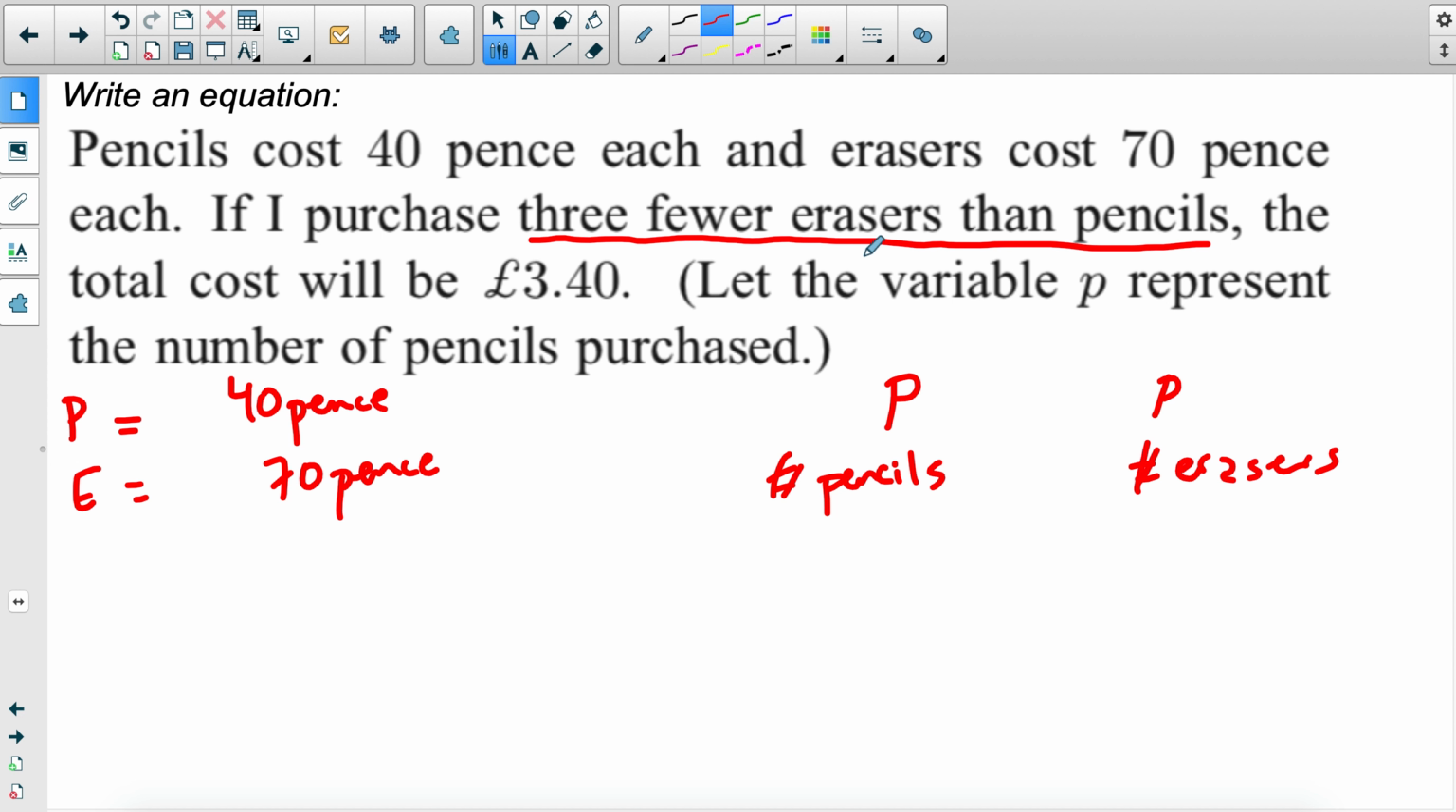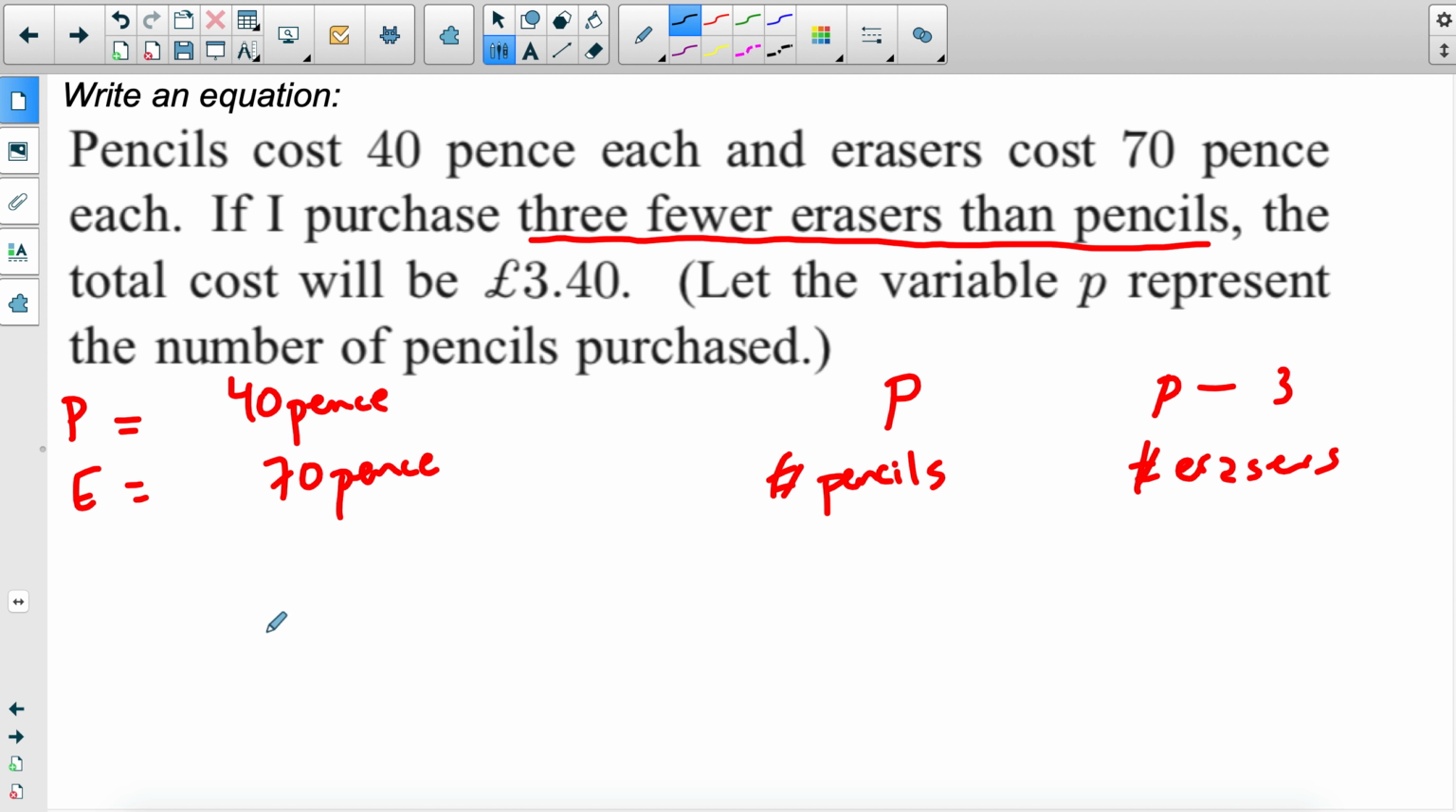Whenever you're confused with these type of questions, replace them with numbers. So try to interpret what you are doing in your head. So if I purchase 15 pencils and it says 3 fewer erasers than pencils, it means you got 12 erasers. So you are always subtracting 3 from the total number of pencils. So P and then P minus 3. And now you have a way to represent the pencils, and a way to represent erasers using variables.